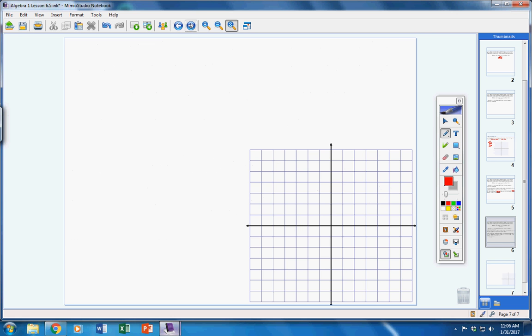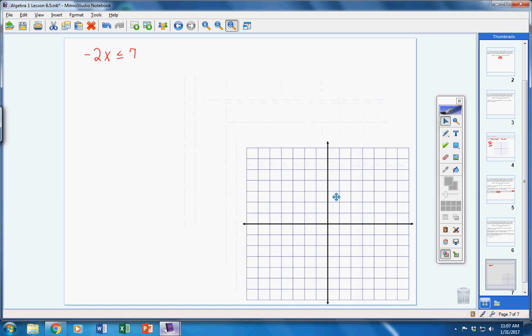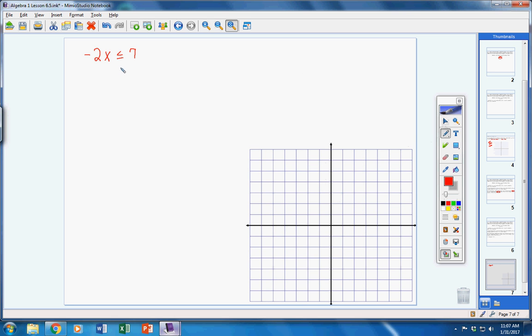Let's jump right into this. Please copy down the first problem that we're going to graph on a coordinate plane. Negative 2x is less than or equal to 7. I want us to graph that on a coordinate plane, okay? Now the first thing you want to do is you want to graph the line, okay? Did you get that? I'm not going to give you steps today because I don't really think we need steps. But the first thing you want to do is graph the line.